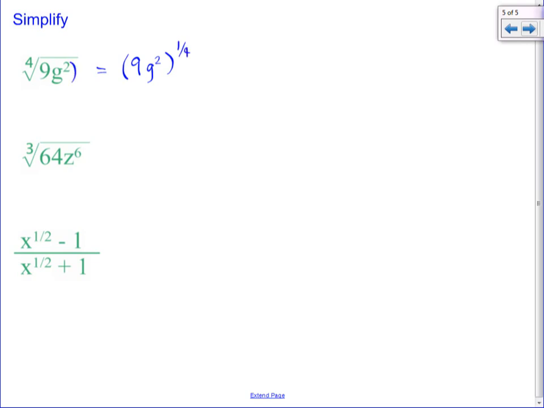You could think of this whole thing as having an exponent of 1. What do we do in this situation when we have parentheses and we've got an exponent on the outside? Do we make sure everything gets raised to the 1/4 power in the parentheses? Yes. So if we rewrote this, this would be 9 to the 1/4 and g to the what?